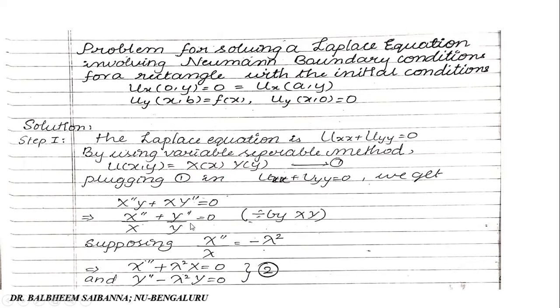Now, as we know from previously solving by the variable separable method, X double dash by X is equal to minus lambda square. So X double dash plus lambda square X is equal to 0, and Y double dash minus lambda square Y is equal to 0. Equate X double dash by X is equal to minus lambda square and Y double dash by Y is equal to lambda square. We get these two second order equations.